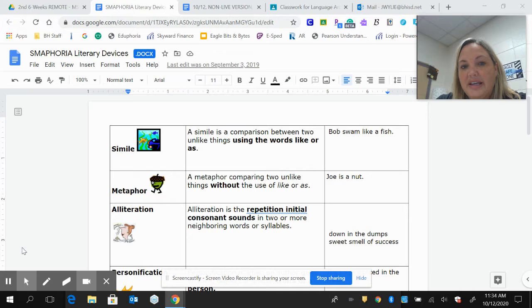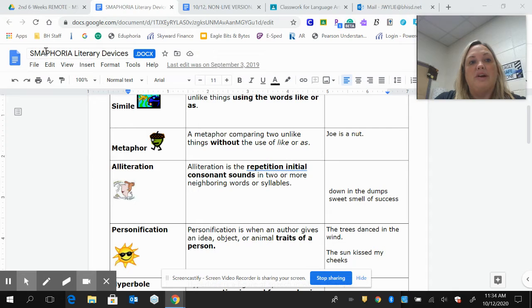A metaphor. A metaphor is the M in Smaphoria. A metaphor is comparing two unlike things without the use of like or as. Joe is a nut. Okay. So instead of saying Joe is like a nut, you're just calling Joe what it is. That's a metaphor. You could say Bob is a fish. That's calling him like it is. That's a metaphor. You're comparing Bob and a fish still, but you're not using like or as, and you didn't even use the verb in that sentence.